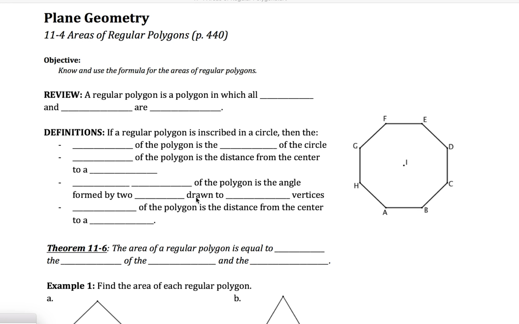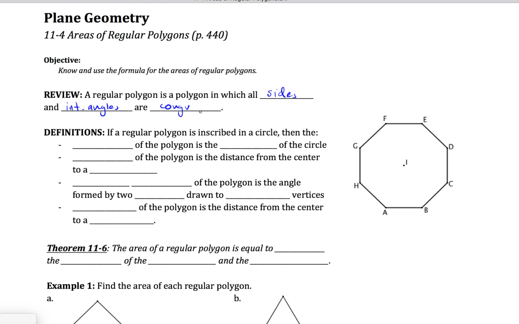Hallo alle miteinander. Today we are going to take a look at how to find the area of a regular polygon. So let's do a quick review. We've talked about regular polygons, but it's been a while. So let's just do a review of the definition of a regular polygon. It's going to be a polygon in which all the sides and all the interior angles are congruent.